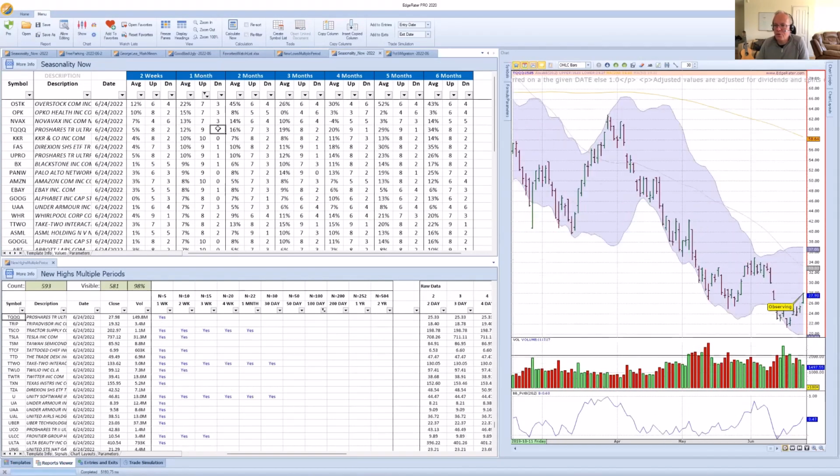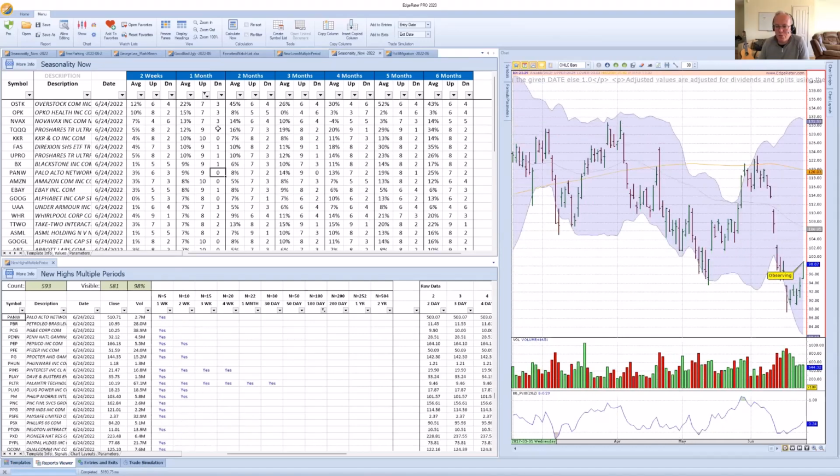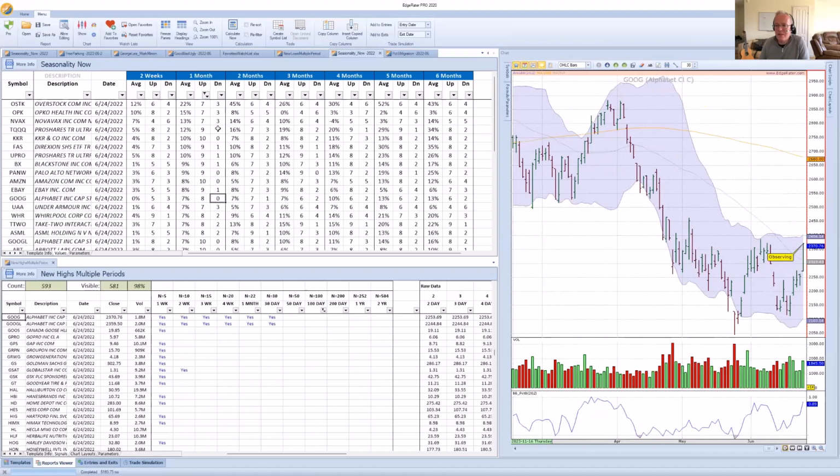As I scroll through one report here, you can see the report below, new highs multiple periods, is updating to show the current stock. So I'm looking at Google here, and then I can see Google is in this report down here. But that works for any stocks, any report. So if you've got one report that you want to see in conjunction with another, you can just run both reports and they'll be linked together.